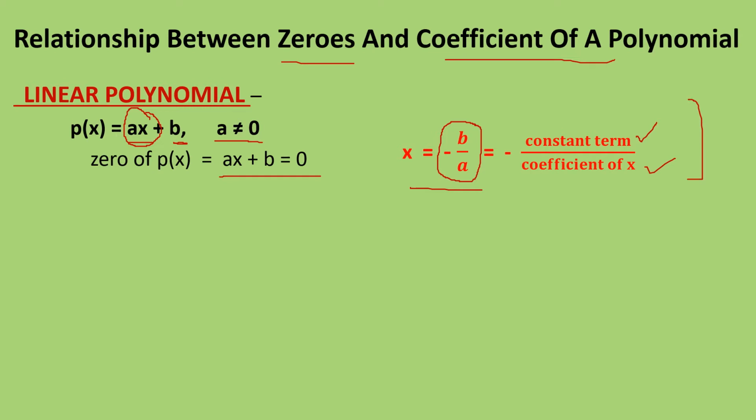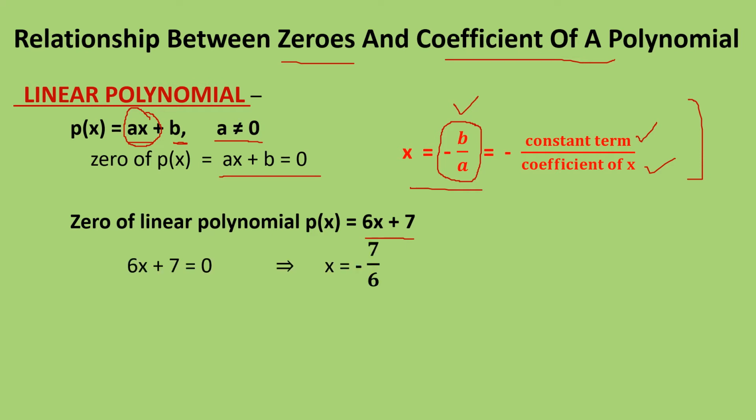Okay, you learn this. Whenever we have to find the zero of a linear polynomial, it is always -b/a. And when we are saying -b/a, we have to take the general form as ax + b only. And b is the constant term and a is the coefficient of x. So now what we will do, just take one example. I have a linear polynomial p(x) = 6x + 7. We will find the zero of this polynomial, and then we will compare that zero of the polynomial and the coefficients of the polynomial. We will do the comparison.